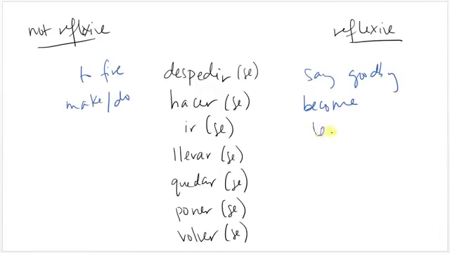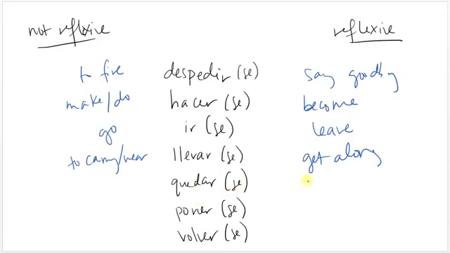Irse, when it's reflexive, means to leave. When it's not reflexive, it means to go, like to go to the movies, versus to leave your house would be irse. Llevarse, when it's used reflexively, when you use it reciprocally with more than one person, means to get along, like to get along well or to get along badly, versus llevar by itself can mean to carry or to wear or to bring.